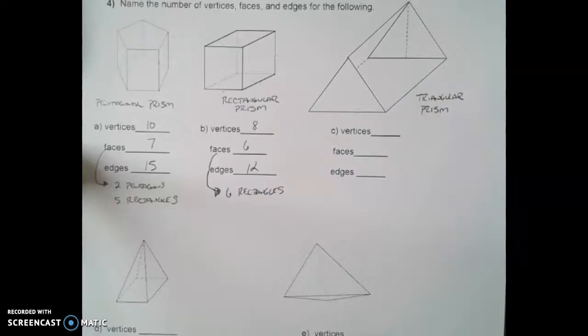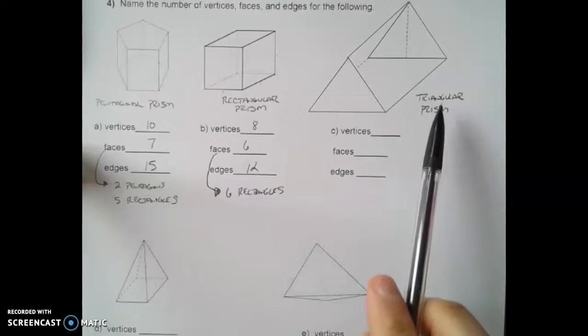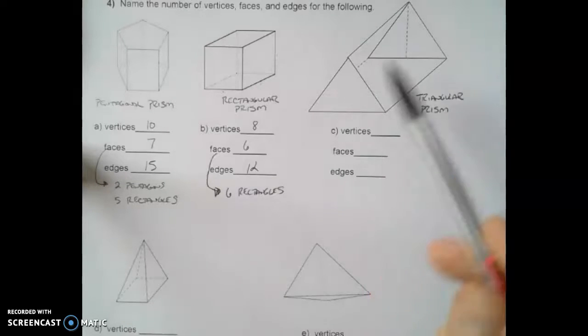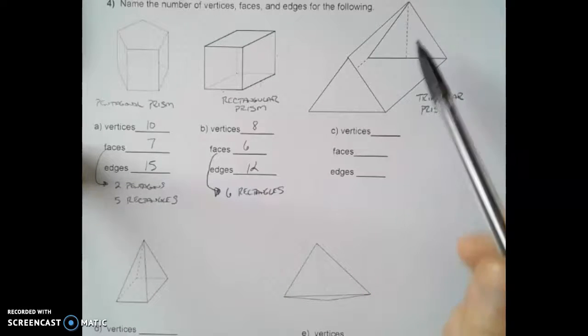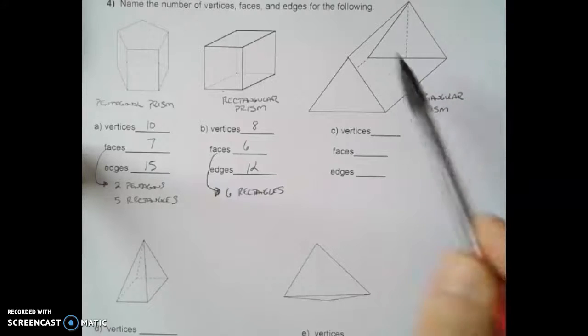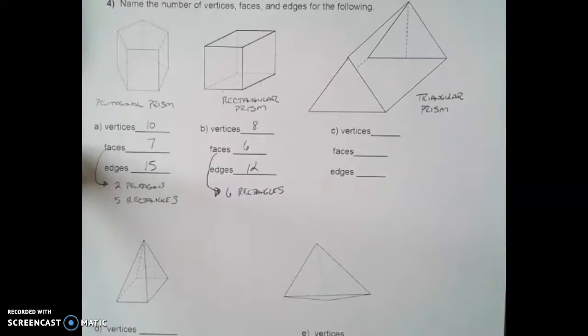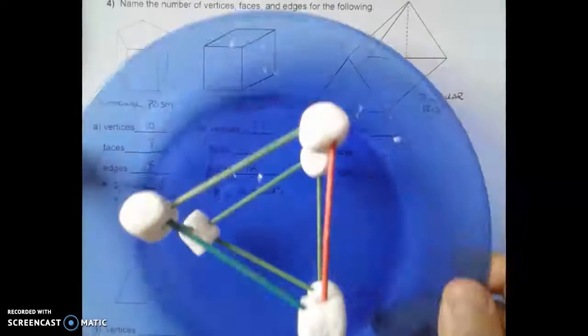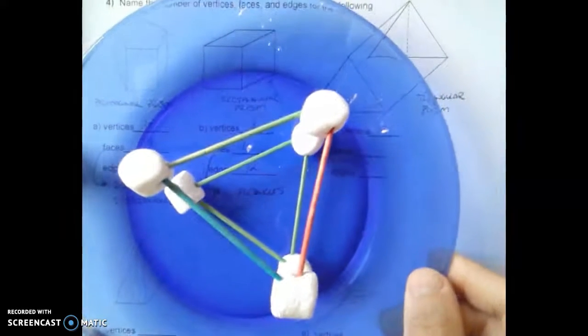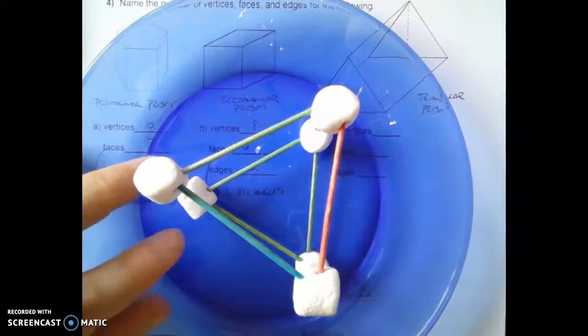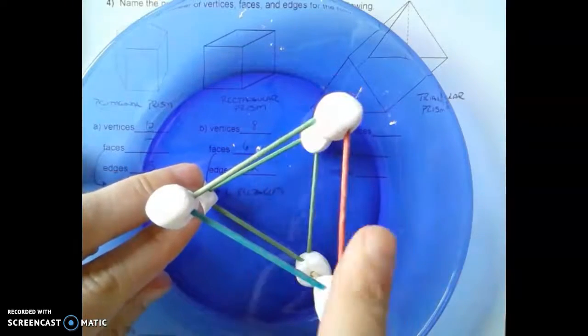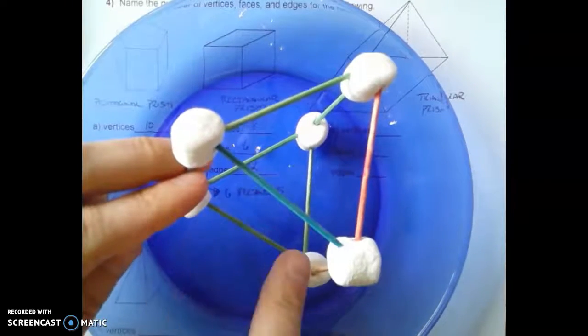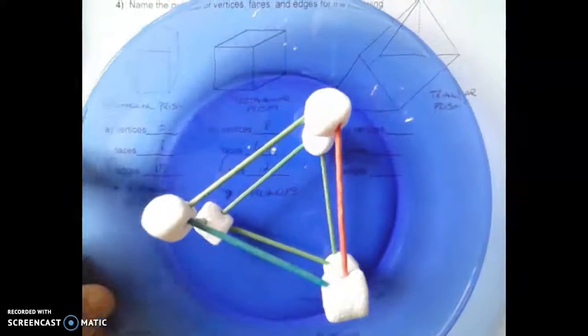The next solid is called a triangular prism because the parallel faces, the front and the back this time, are triangles and the other sides are rectangles. So here's the one that I created with the marshmallows and the toothpicks. Start with the vertices, which are again the marshmallows. I have 1, 2, 3, 4, 5, 6 of them. There are 6 vertices.